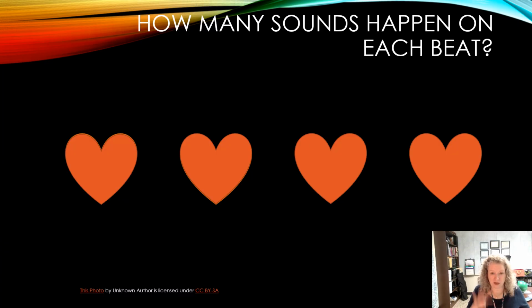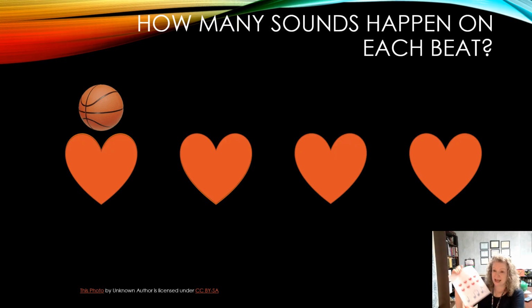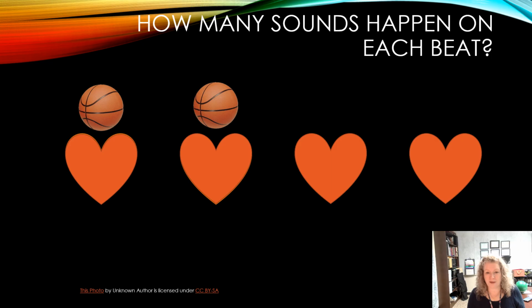Let's just think about the first 4 beats. How many sounds happen on each beat? Bounce high, bounce low. How many sounds happen on the first beat? Bounce. 1 sound on the first beat. What about the second beat? Bounce high. Only 1 sound during the duration of that beat. What about the third and the fourth? They're all the same, aren't they? They all have 1 sound on the beat.